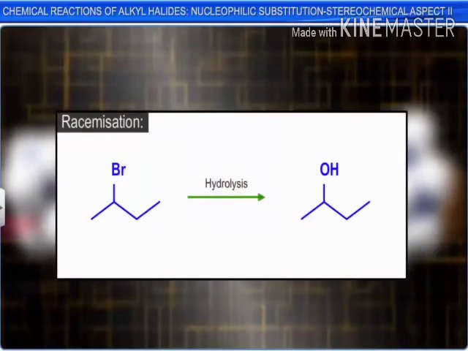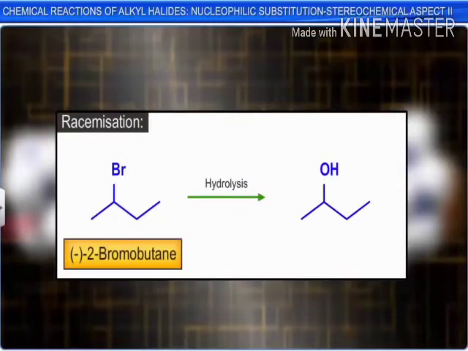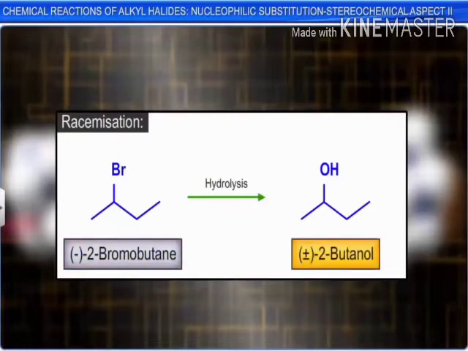An example of this type of reaction is the hydrolysis of optically active (-)-2-bromobutane, which yields a mixture of (+) and (-)-2-butanol. Remember that it's a racemization process.